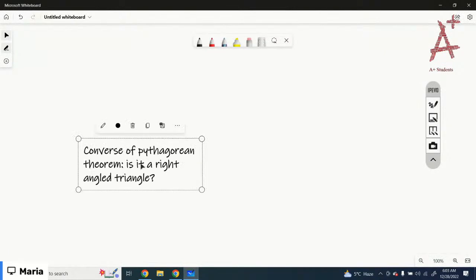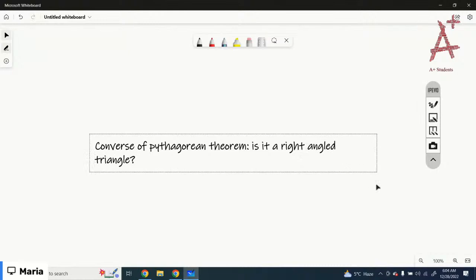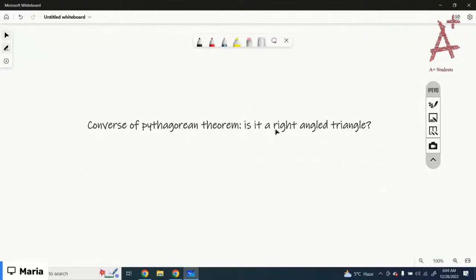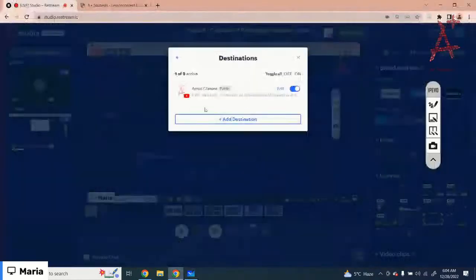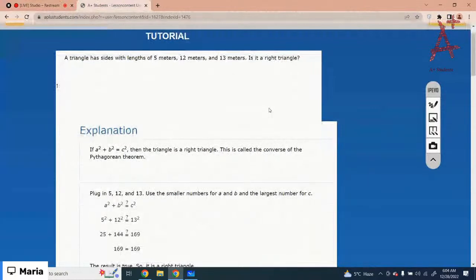Okay, we are going to start with converse of Pythagorean theorem. Is it a right angle triangle? Let's start with the lesson. Let me just read the question and then let me explain. A triangle has sides with 5 meter, 12 meter, and 13 meter. Is it a right angle triangle?